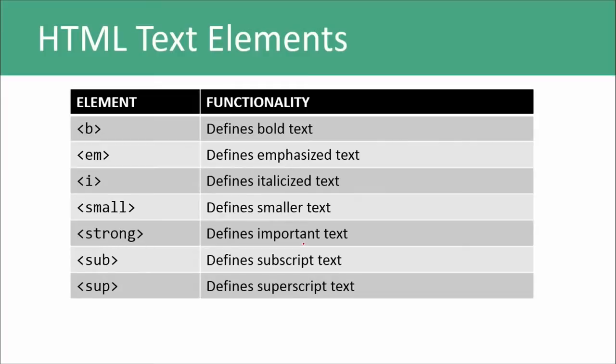We have B, which is for bold text, EM for emphasized text that appears bold on a page, I, which defines italicized text, small, which is literally just smaller text, strong, which is going to define important text, which is going to appear bolded on the screen, and then we have sub and sup. Sub defines subscript text, and then sup defines superscript text, like if you are squaring X or something along those lines. Whatever kids do in math class these days.